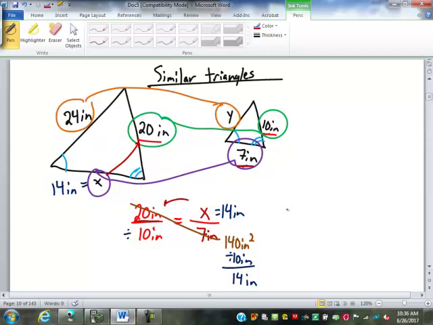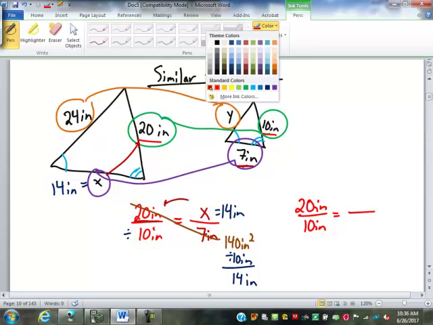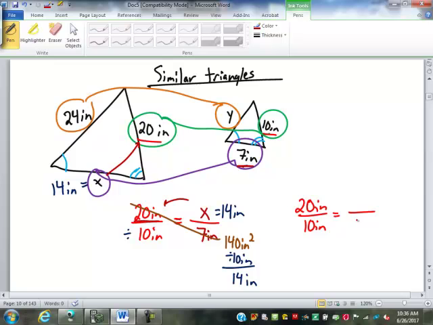To find Y, I'm still going to use the 20 inches over 10 inches. Where does Y go, top or bottom? It's going to go on bottom. Why does it go on bottom instead of the top? In the same triangle as the 10. Perfect. It's from the same triangle as the 10 was. What goes above it? 24. The 24 inches. Good.